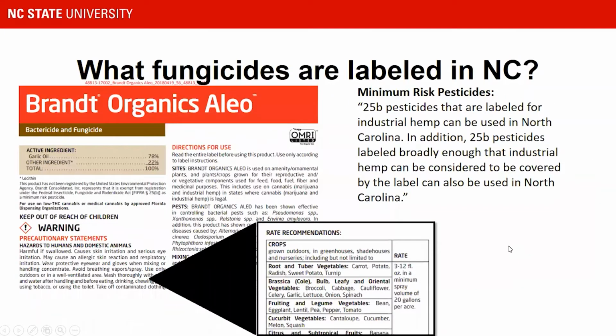So what can we do about all these different leaf spots? There's some restrictions on what we can spray for as far as pesticides are concerned. For North Carolina, our rules are that you can spray things if they're on the minimum risk pesticide list, that 25B pesticides that are labeled for industrial hemp can be used in North Carolina. What that means is if the label is broadly labeled enough to include hemp and it's a minimum risk, that's something that can be used. I have an example here of a garlic oil product that has a broad enough label that says, but not limited to, as far as crops that it covers.